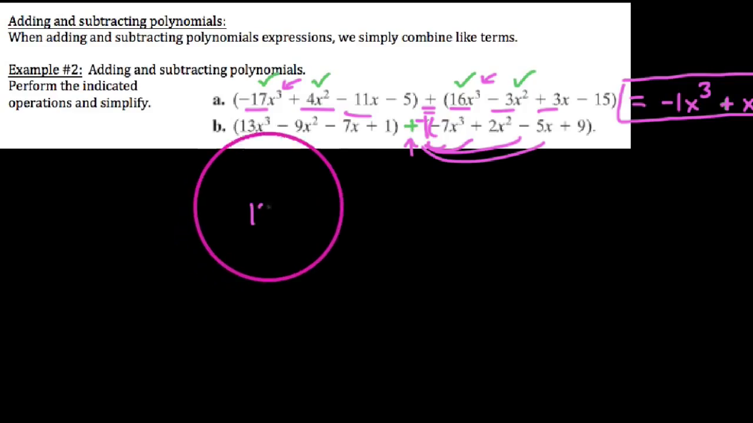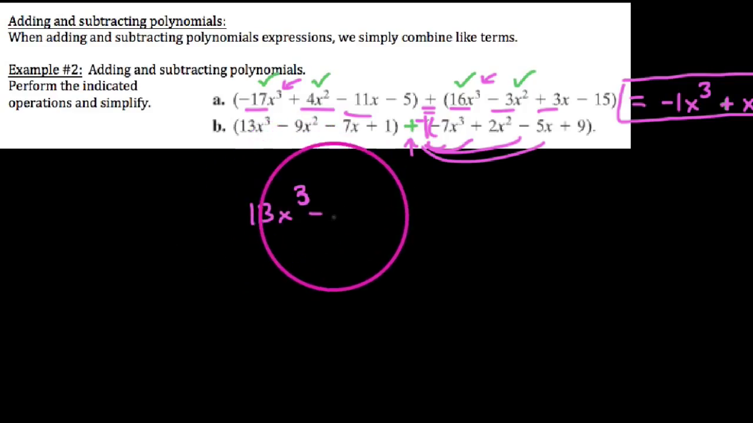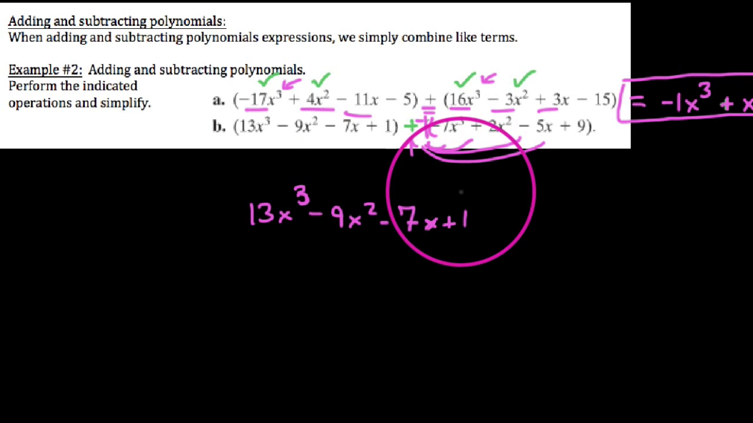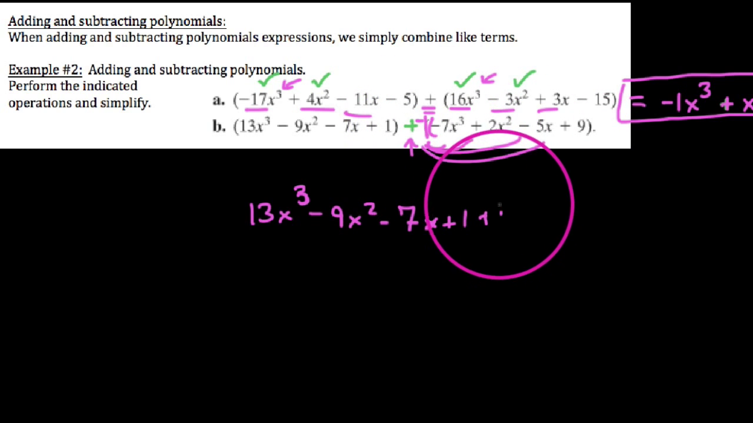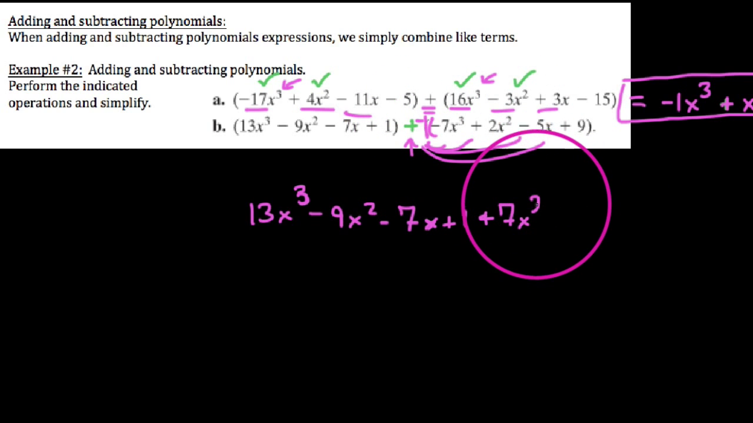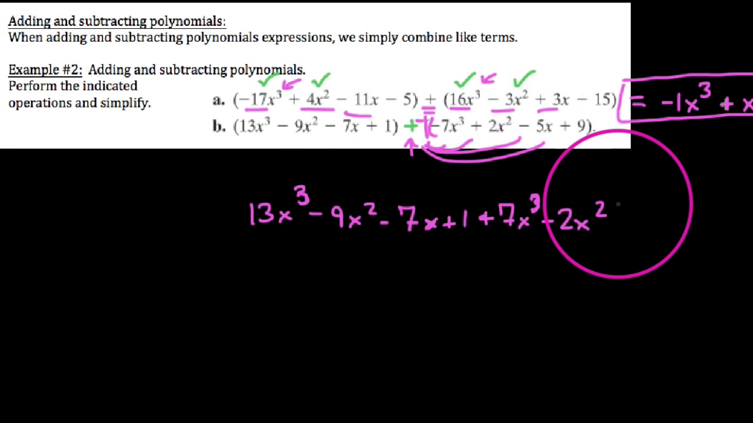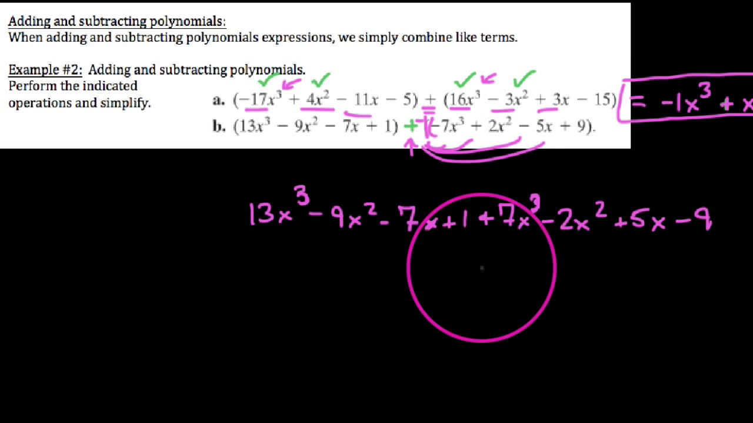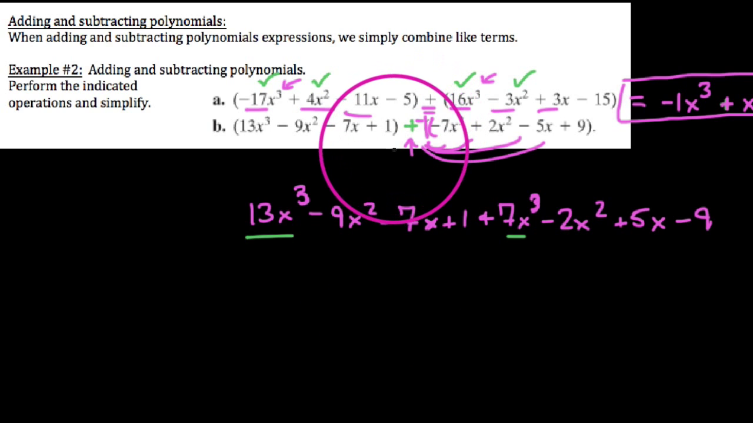So I'm actually going to take the time to rewrite this entire set of expressions here, but we have 13x to the third minus 9x squared minus 7x plus 1. There was our first quantity. And as I distribute the negative throughout this second quantity, we got a negative 7x cubed, so I have a positive 7x cubed there, a negative positive 2x squared, so we get negative 2x squared, a negative 5x, which is a positive 5x, and a negative positive 9, which is a negative 9. So again, this just becomes addition. That's all we really have done when we changed this to this.